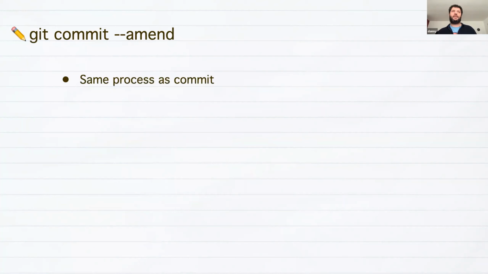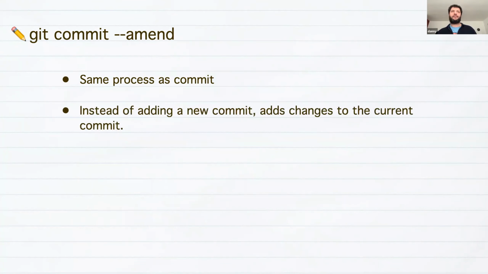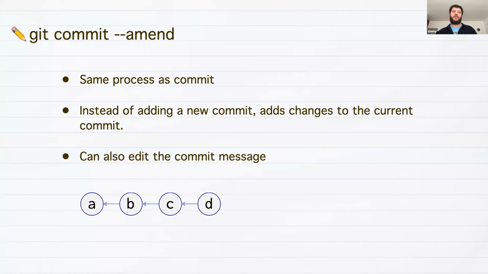The first one's git commit --amend. So amending a commit. It's exactly the same process as commit, except instead of adding a new commit, it adds changes to the current commit. So you can also, if you want to, edit the commit message. So here's a commit history, A, B, C, and D. And let's say D has a change to index.html, and in my local file system, I've got a change to styles.css. I can use git commit --amend to amend commit D and add the styles.css change into commit D.